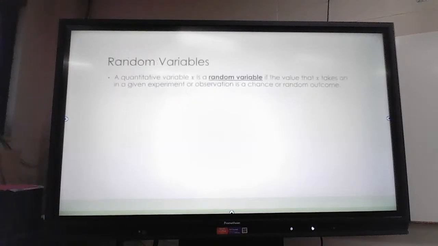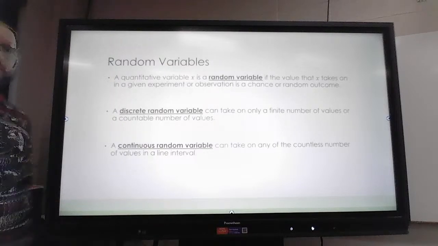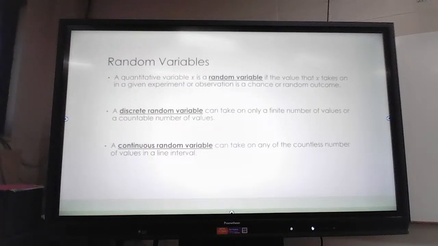Now, when it comes to random variables, a quantitative variable is a random variable if the value that X has in an experiment or an observation is given by chance or a random outcome, hence the word random variable. Now, there's two different types of random variables. There's discrete random variables and there's continuous random variables. A discrete random variable can take on only a finite number of values or a countable number of values, whereas a continuous random variable can take on any of the countless number of values in a line interval.